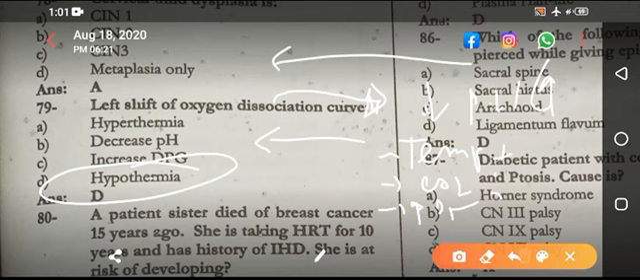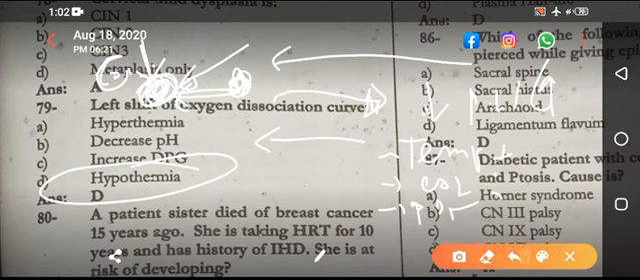Carboxyhemoglobin would cause right shift or left shift? Carboxyhemoglobin means carbon monoxide is attached to the hemoglobin. So if carbon monoxide is attached to the hemoglobin, it would not allow the oxygen to bind. So there is a decrease. But if carbon monoxide is attached to the hemoglobin, it increases the affinity for oxygen to the hemoglobin. This is actually the thing.